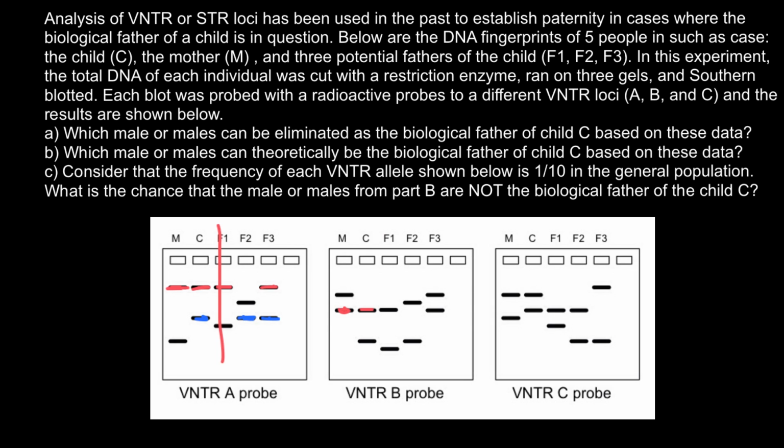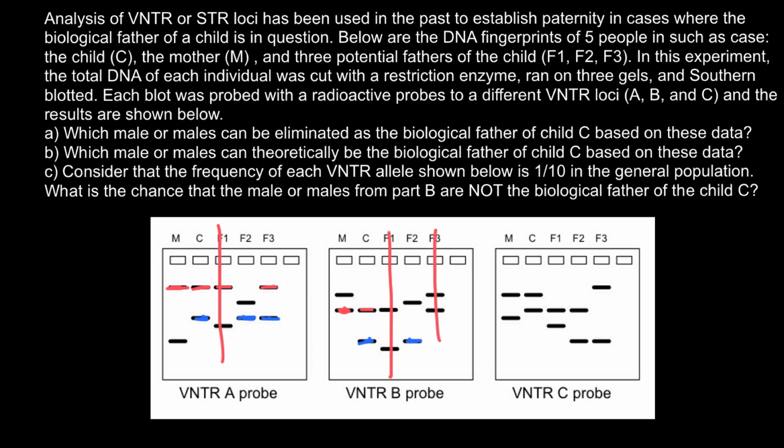And now we are looking at who can give this size allele. As you see, this size allele can only be contributed by person number 2, F2, but person F1 cannot give this size allele to the child, and F3 also cannot give this size allele to the child, so we can exclude them according to these results.